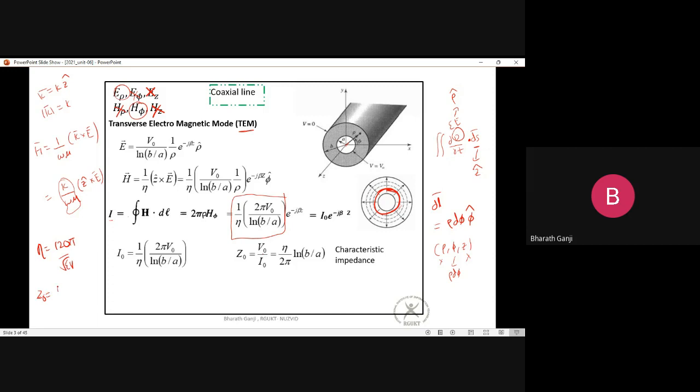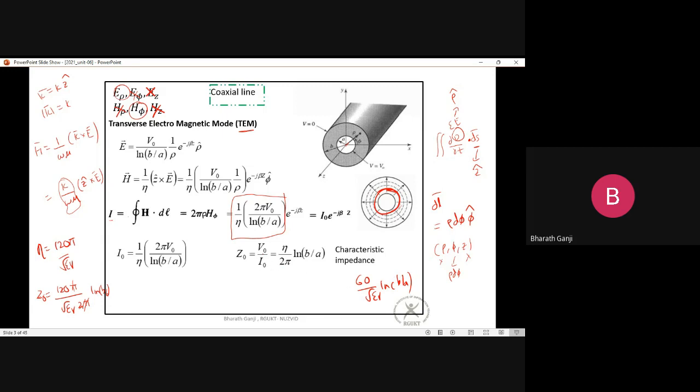So if I put 120 pi divided by square root of epsilon r into 1 by 2 pi times ln of b by a, then pi cancels and you get 60. So the final formula simply looks like this: 60 by square root of epsilon r times ln of b by a. So this is your characteristic impedance Z naught.